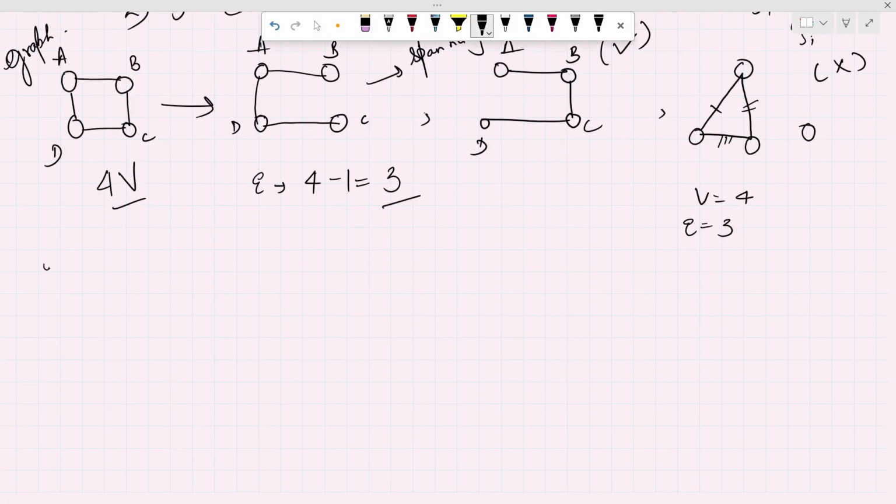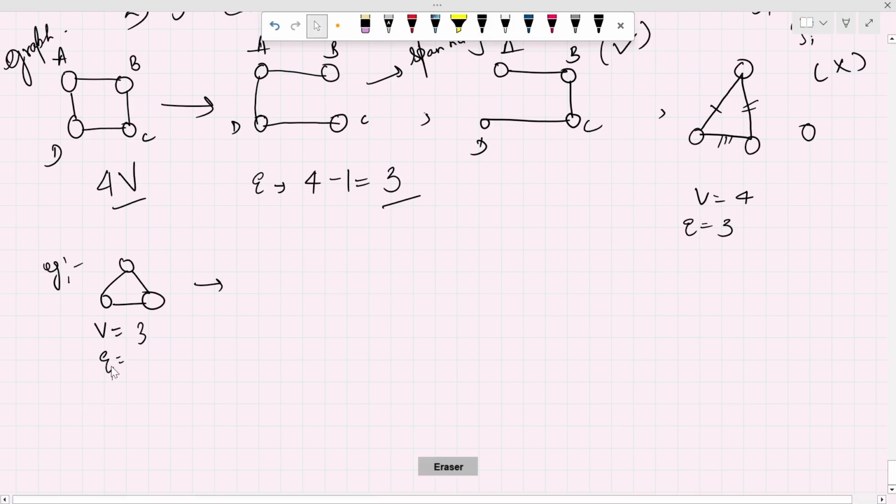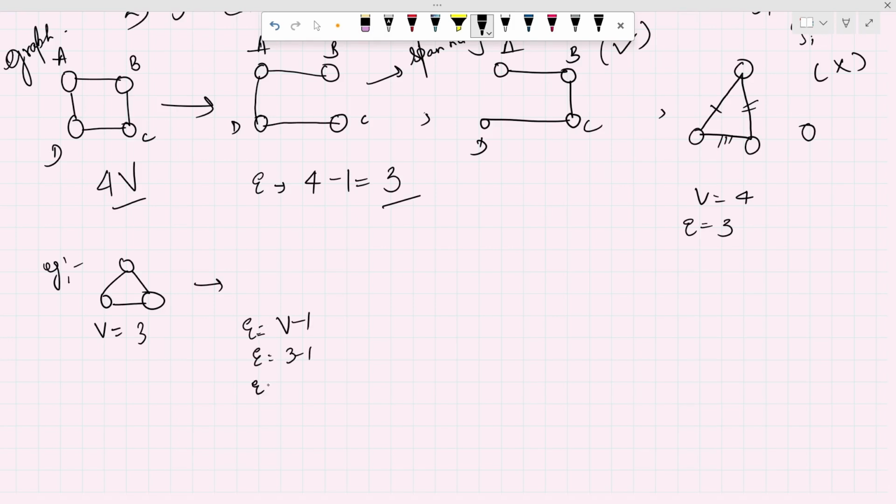Let's take one more example. I hope it is understandable how we can form a spanning tree and which tree is basically a spanning tree. Now let's take an example like this, a connected graph. We have to derive a spanning tree from this graph. Here in this graph the vertices are 3. The edges for the subgraph should be vertices minus 1, so 3 minus 1. It means we can make a spanning tree with 3 vertices and 2 edges from this graph, and then we can say this spanning tree is derived from this particular graph.